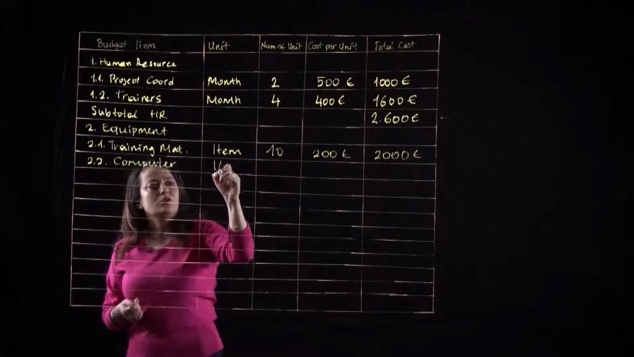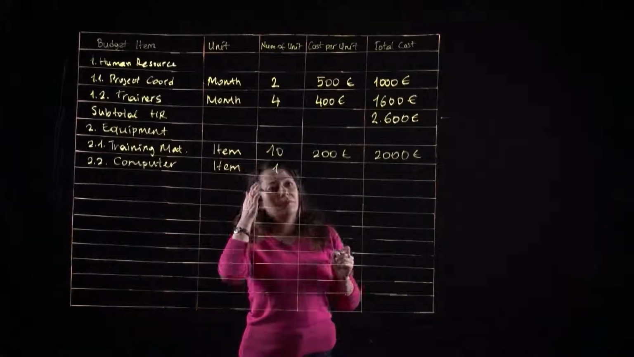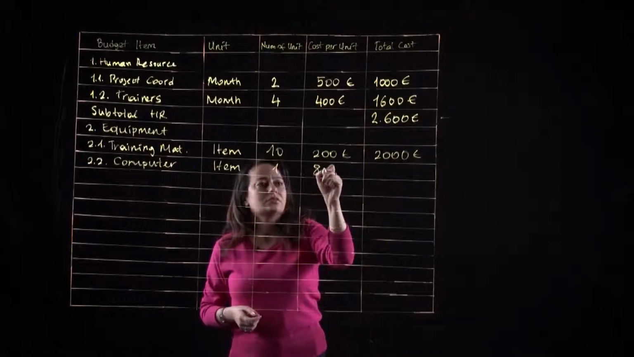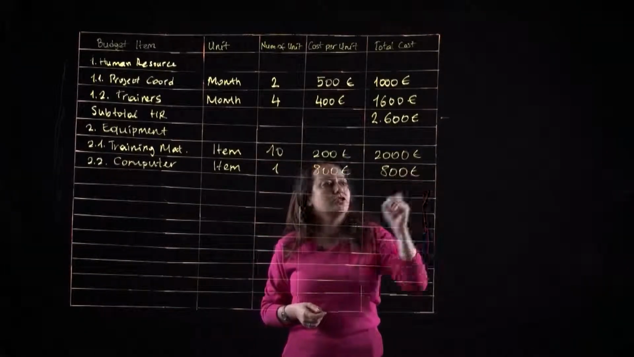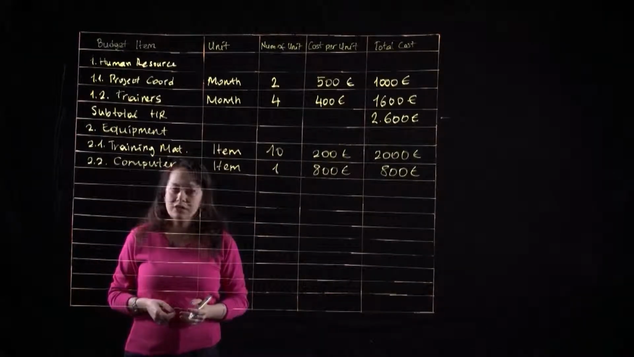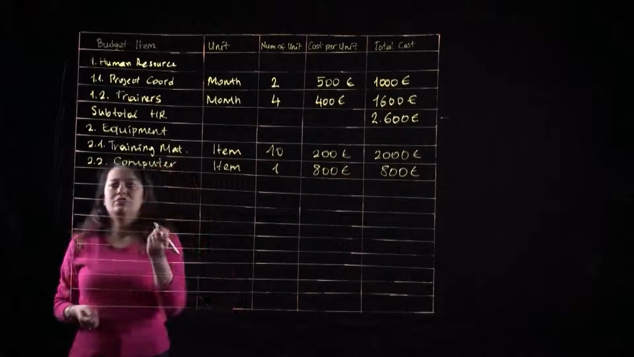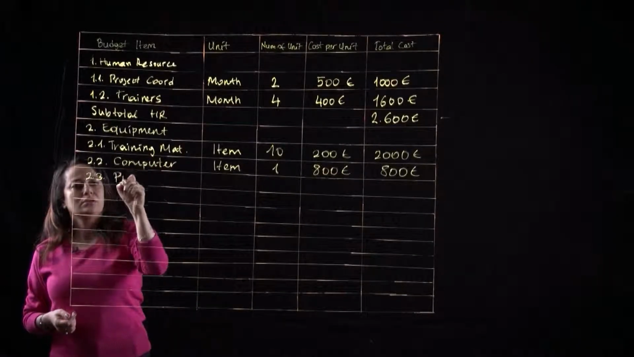So it's gonna be one computer on item base, one computer. Maybe one computer is 800 euros. So 800 euros. And if I'm going to make presentations during my lecture, so I will need a projector. Okay.